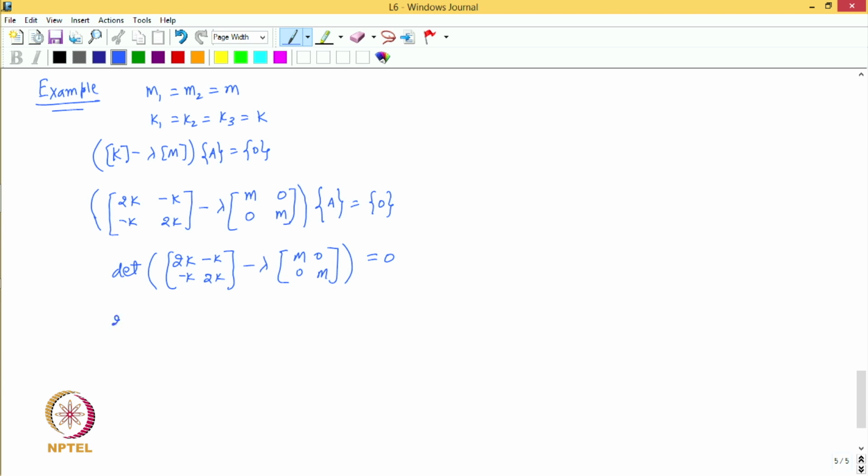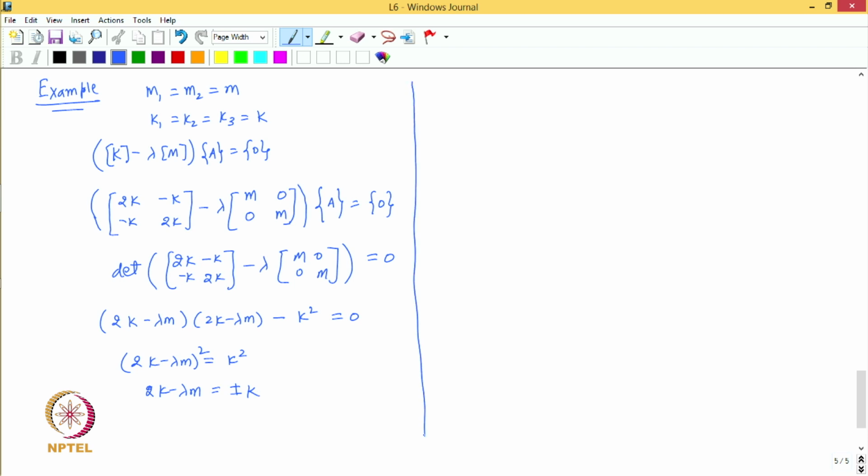So, this determinant would be now simply 2k minus lambda m multiplied by 2k minus lambda m, and then we have minus k square is equal to 0, which means that the square of 2k minus lambda m is equal to k square, which means that 2k minus lambda m is equal to plus minus k.